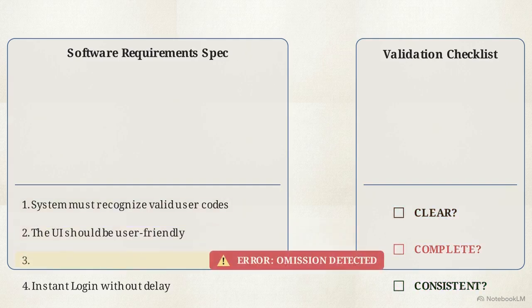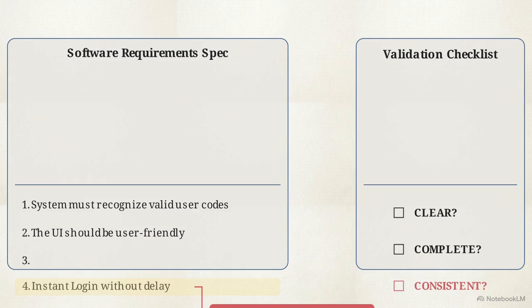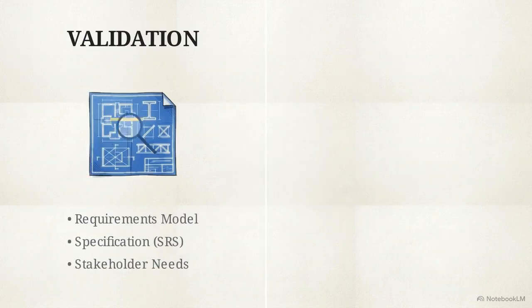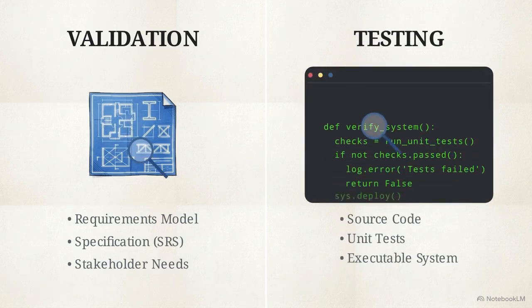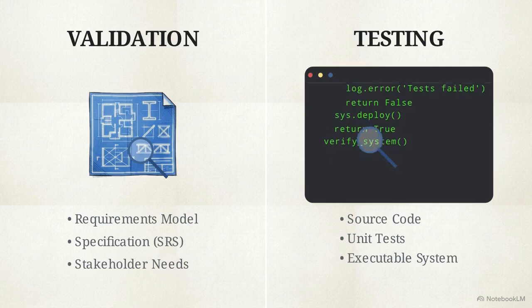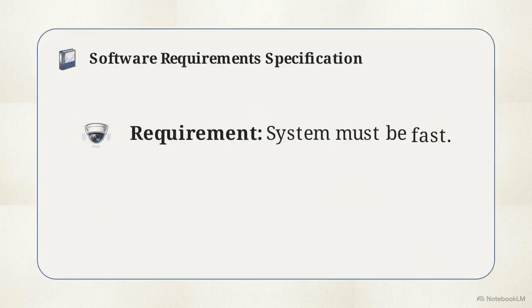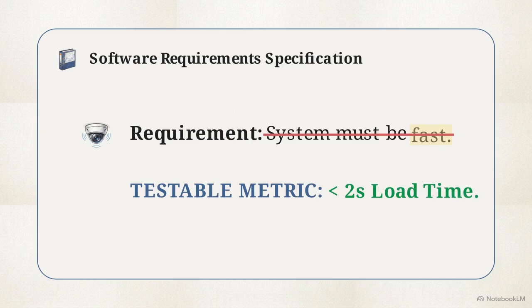This is a final technical review to catch ambiguity, omissions, and logical errors. Validation checks the theoretical blueprint before development begins, whereas software testing checks the actual code after development is finished. For instance, if a requirement says the system must be fast, validation flags it. You strike out the subjective request and replace it with a testable metric, like the system must load the camera feed in under 2 seconds.